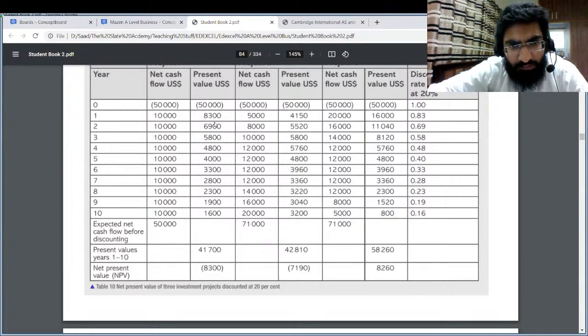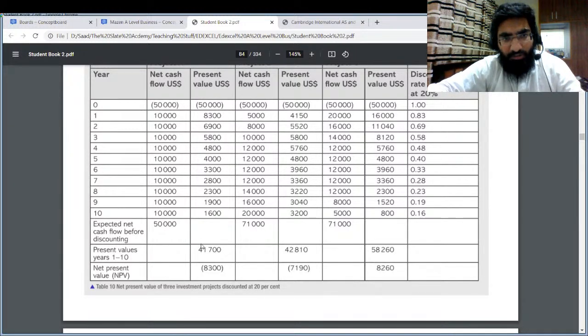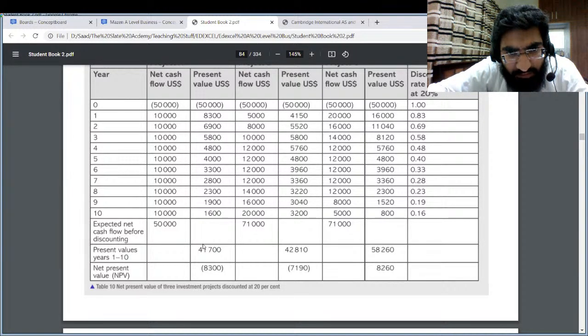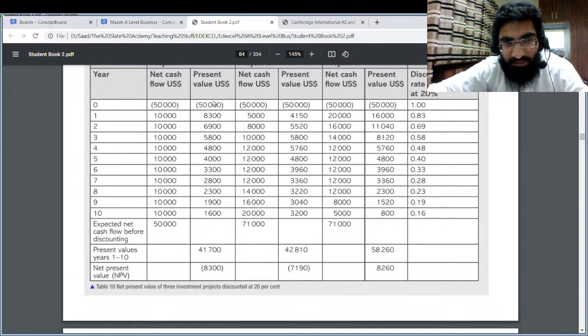Okay, so they have done, they got this 41,700. I think they didn't include this 50,000. So yes, they did it for year 1 to 10. They've added this one step, I don't know for what reason. Simply add all of these, including minus 50,000. So I do minus 50,000 plus 8,300, plus 6,900.